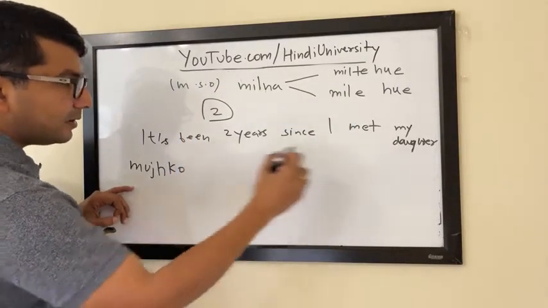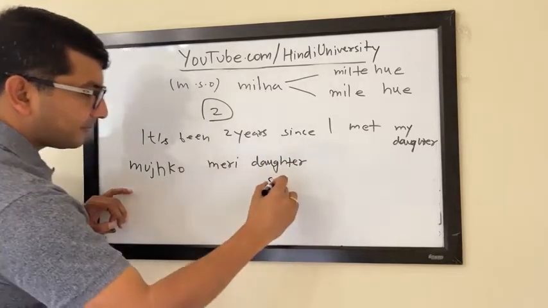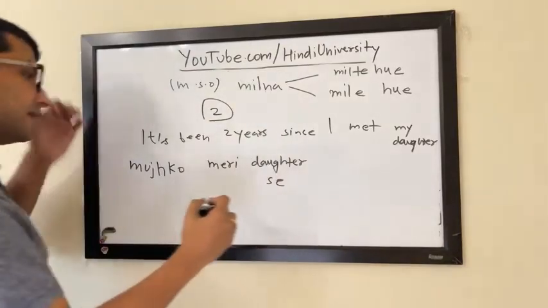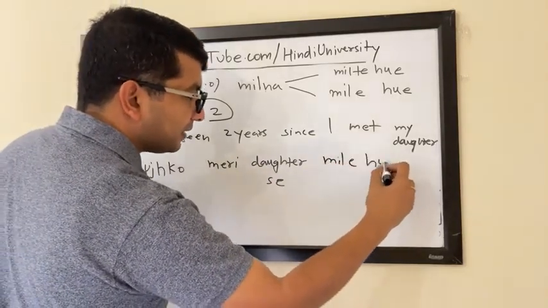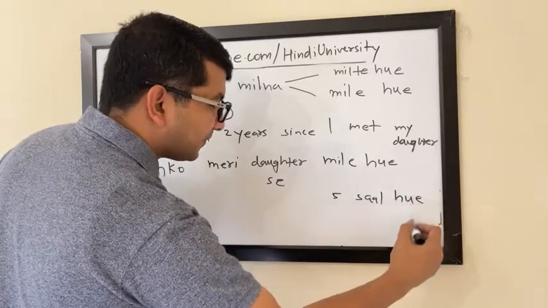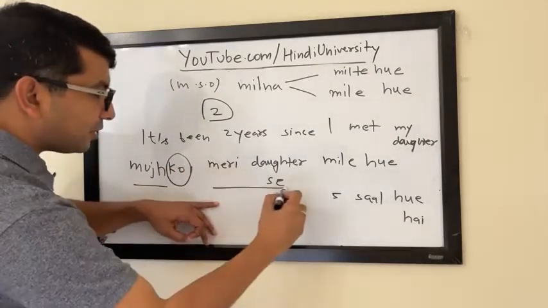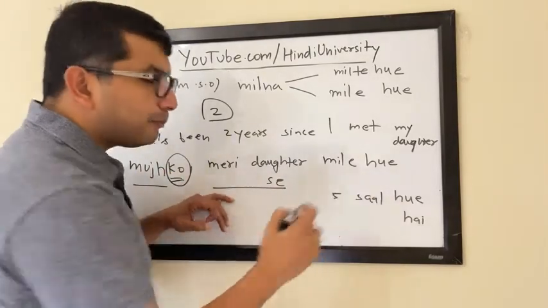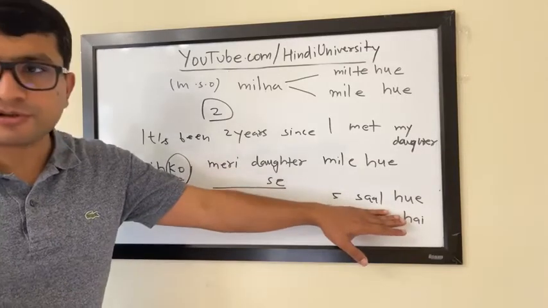मुझे... with your daughter, मेरी बेटी से, 2 साल. That's what you're saying. 5 साल, yes. Go for it. मुझे मेरी daughter से मिले हुए 5 साल हुए हैं. You still have to say मिले हुए first, then 5 साल. See, remember: noun or pronoun followed by ko, followed by the imperfective or perfective participle, which in this case is मिले हुए, followed by the passage of time.